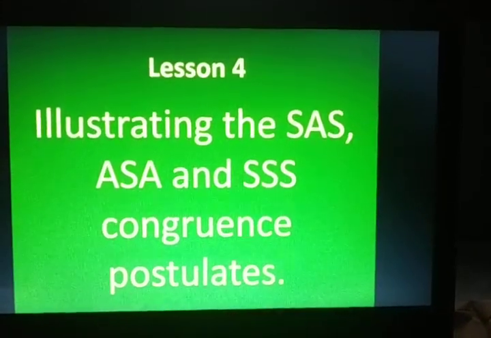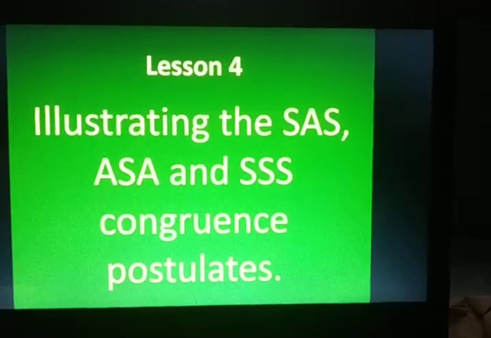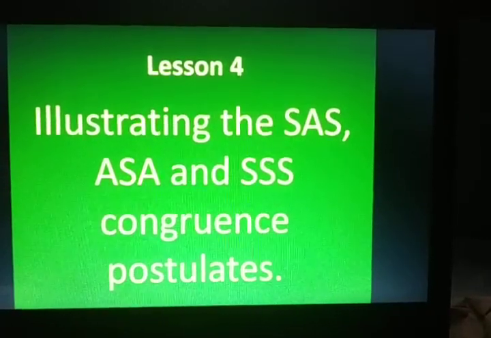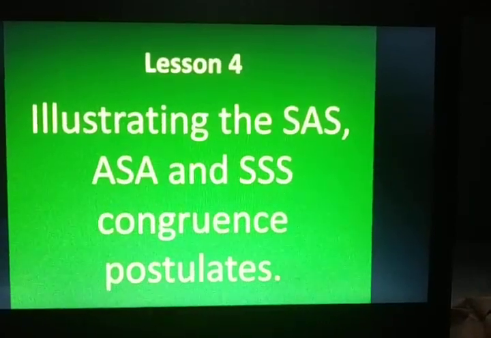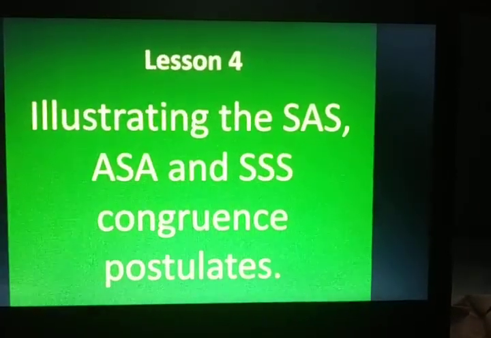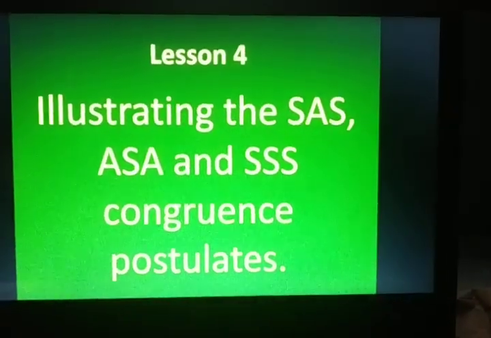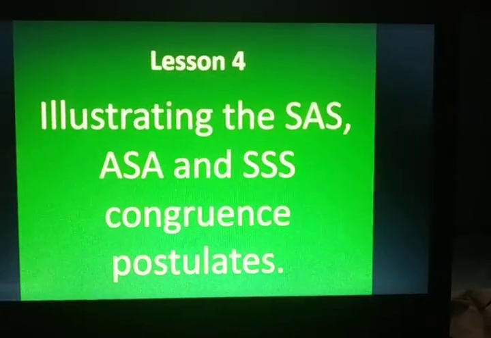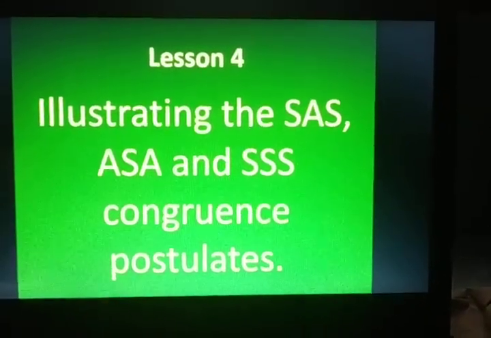We have learned that a triangle has 3 basic parts and they should correspond to one another so that the two triangles will be congruent. Those are, let's say, corresponding sides, corresponding angles, and corresponding vertices. In this case, these are postulates.